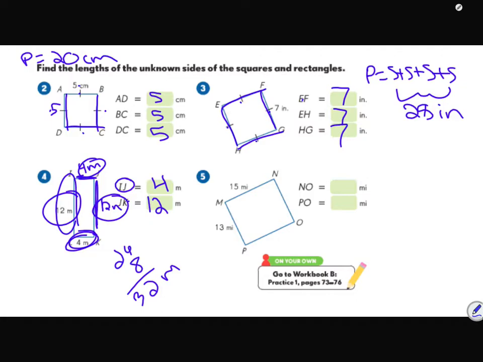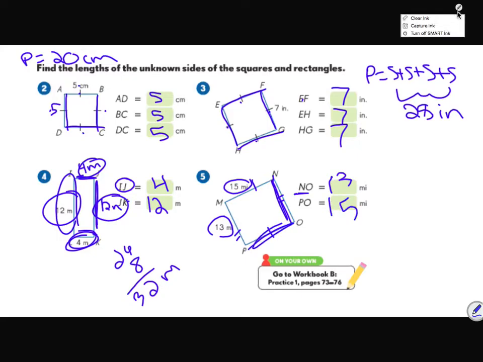Last one, oh, this one kind of looks like a square, but I can see from the measurements that it's a rectangle because that's 15 and that's 13, so they're not the same. So these sides are the same and those sides are the same. So NO is opposite of 13, so that's 13, and PO is opposite 15, so that one's 15.